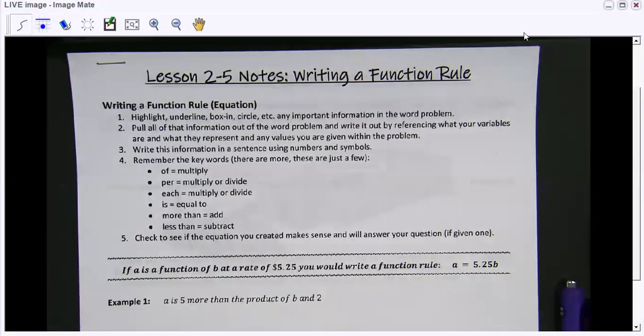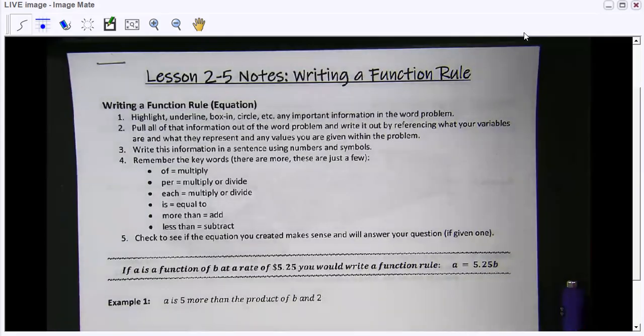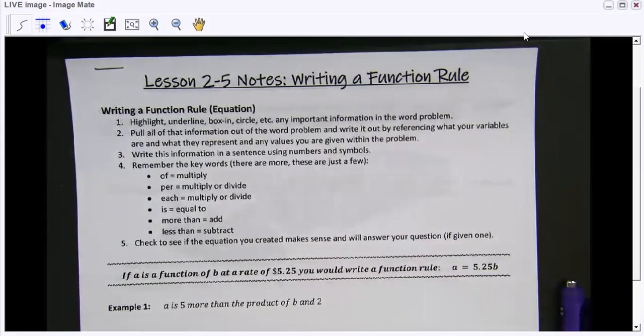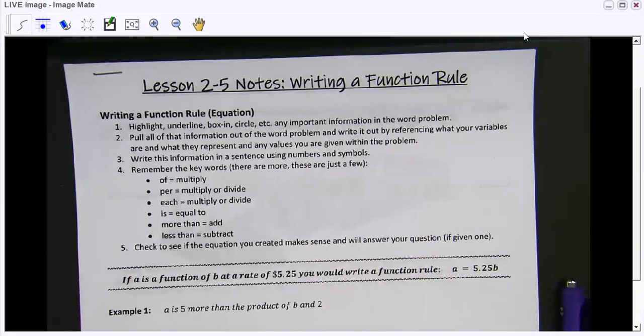Today's lesson is 2-5, writing a function rule. And one of the things that you need to make sure that you're doing when you're writing a function rule, which is just an equation, is to make sure you're understanding the word problem. What information are you given? What information do you not know? And what is the problem actually asking you for?